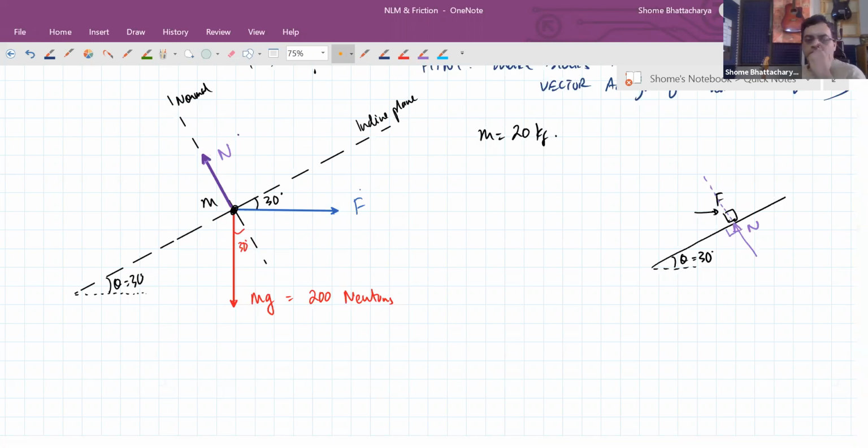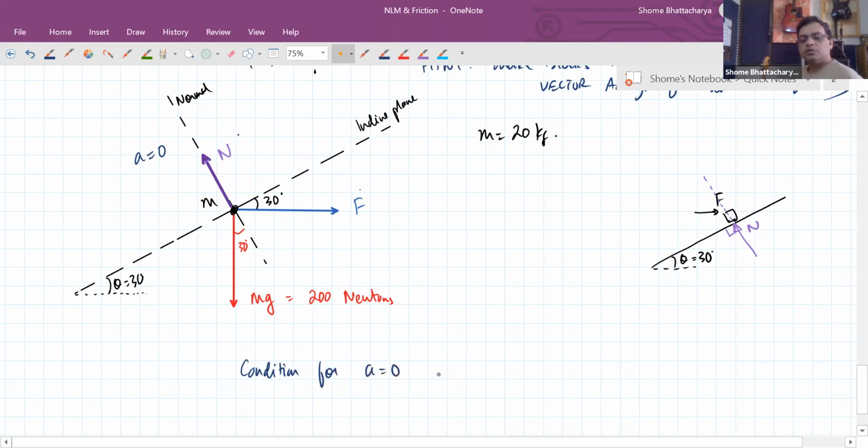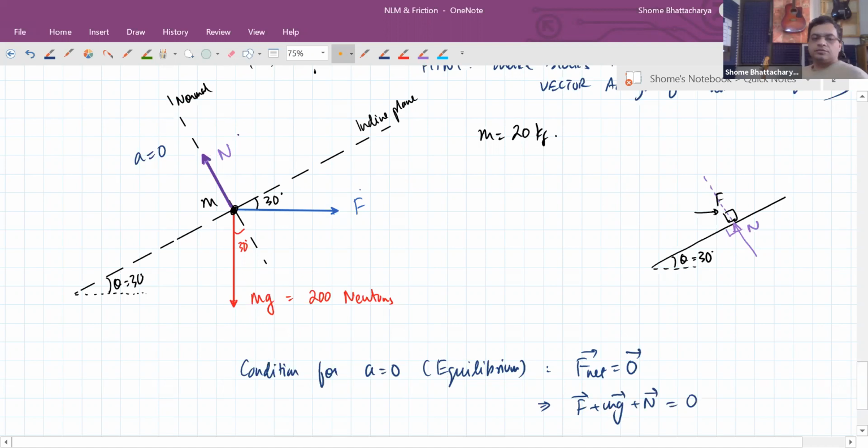Okay. And what we want is that the net force should be 0. So the acceleration should be 0. So now the condition for the acceleration of the block to be 0, or what we call the equilibrium condition, okay, is that net force should be a null vector, or the vector sum of F, mg and normal reaction should be 0. So there are a couple of ways we can implement this now.